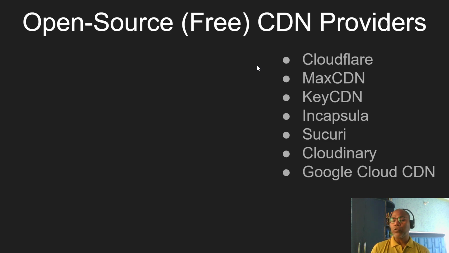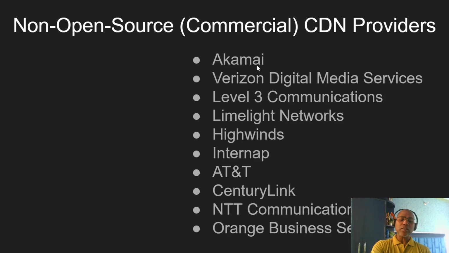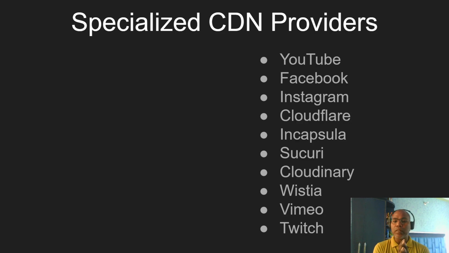And if you want to go to the commercial CDNs, there are lots of commercial CDNs such as Akamai, Verizon, Limelight, AT&T, Century Networks, TNT, Orange. These are commercial kinds of CDNs we have available. There are even some specialized CDNs for content, for photos, for images, for specific needs of your application. YouTube has one, Facebook has one, Instagram has one. Lots of companies have a specialized CDN for a specific content, let's say for video streaming, video sharing, video caching.